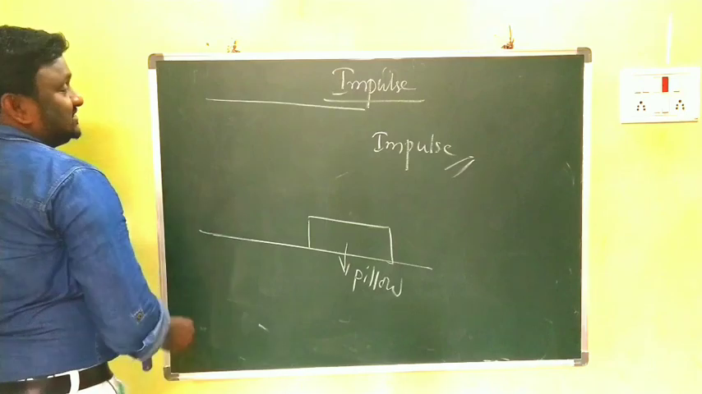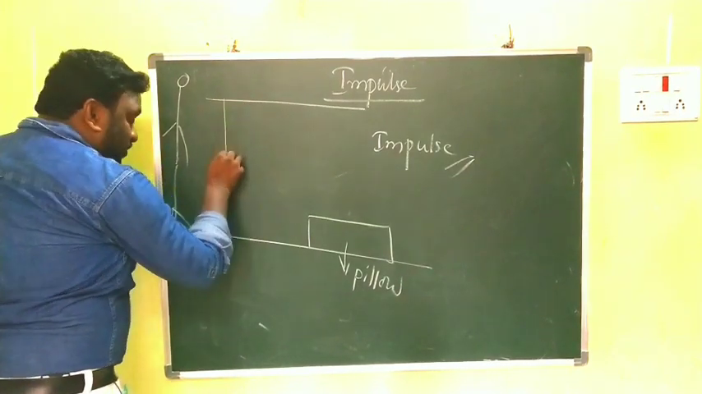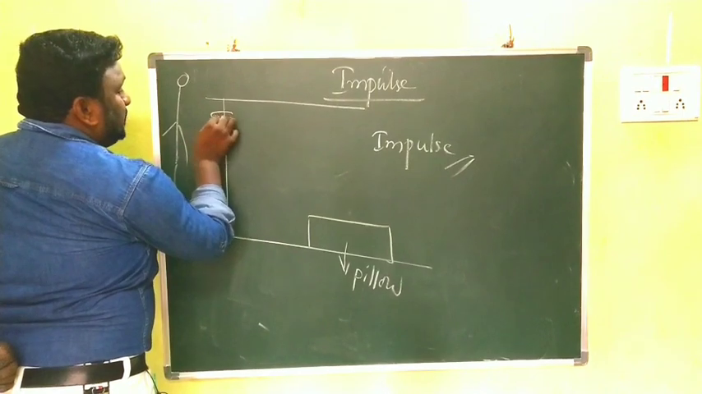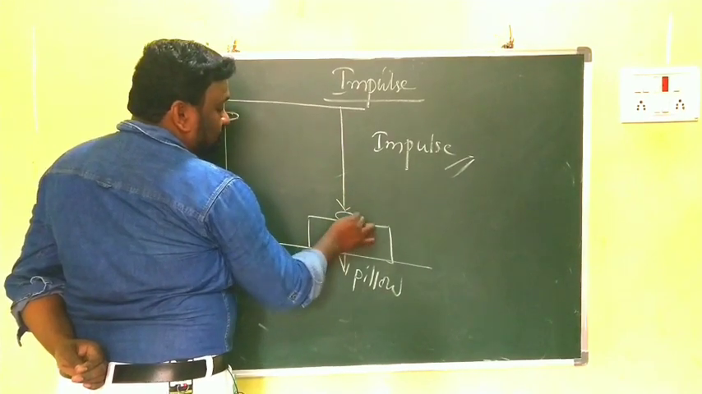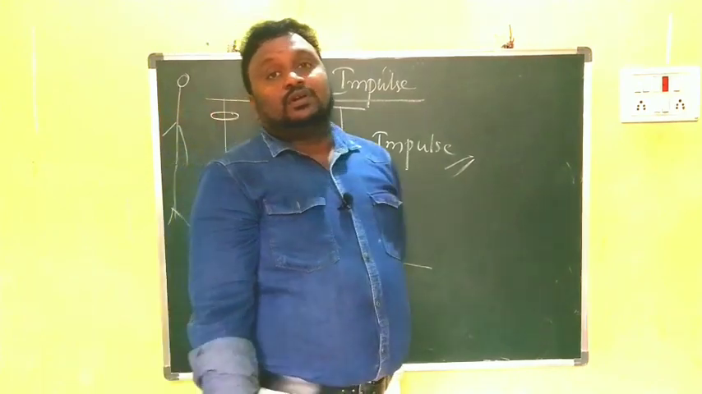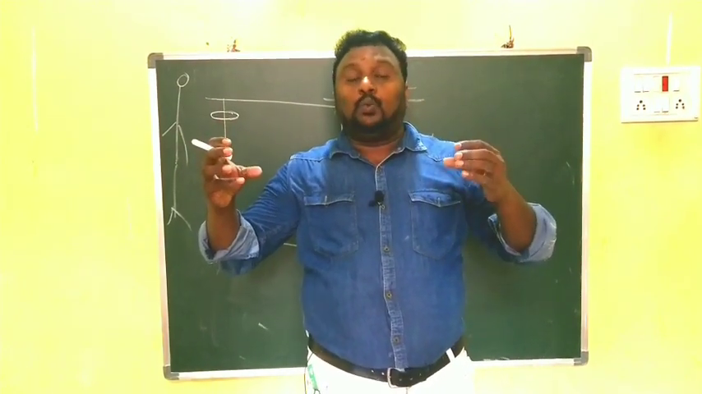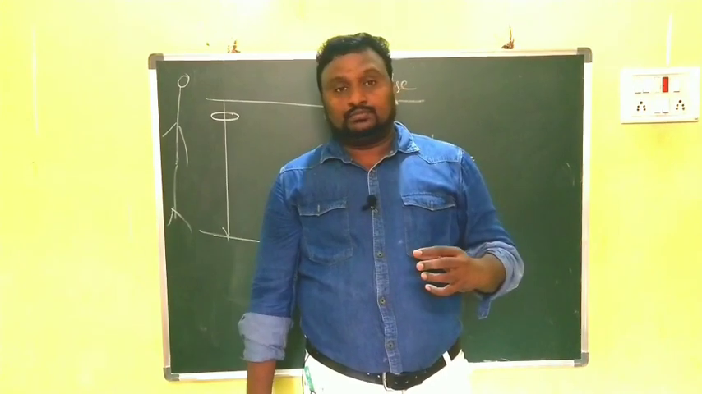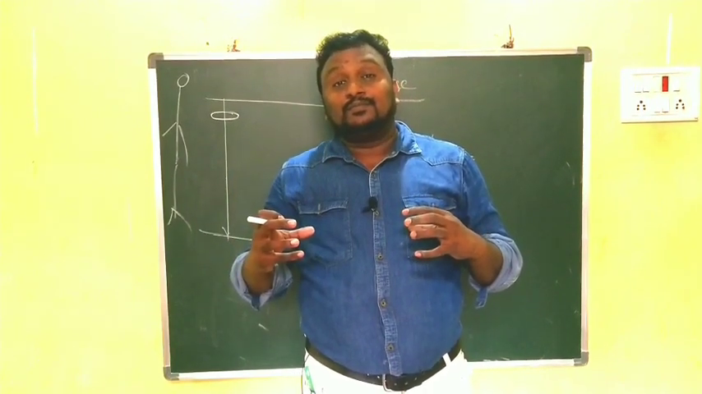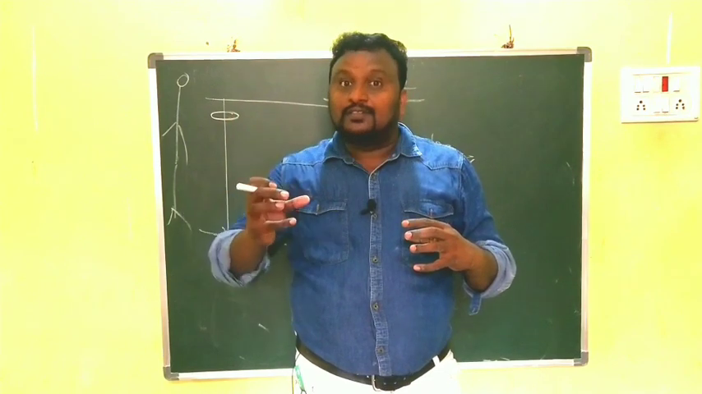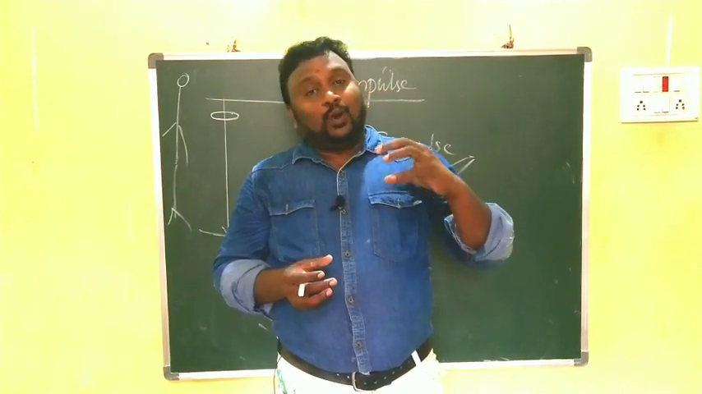Clear? From this height, one person drops an egg onto the floor, and another egg is dropped onto the pillow. From the same height, we are dropping two eggs, one onto the floor and one onto the pillow. In which case will the egg break? The egg falling on the floor should break.